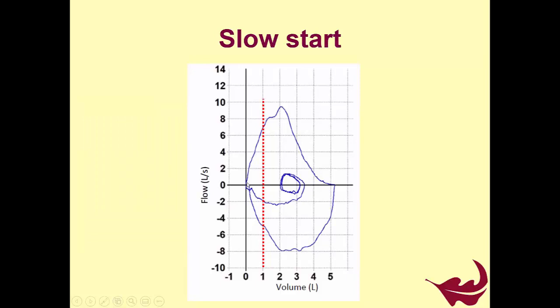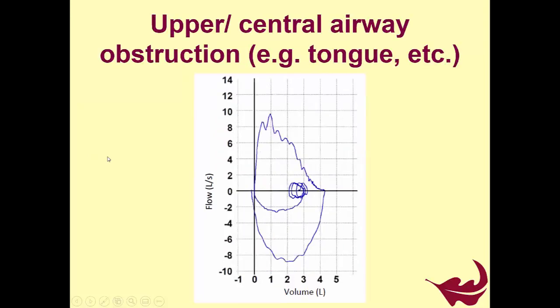You can see that this is a slow start. This peak is not to the left. If I divide this by 5, that gives me 20%. So this red dotted line is 20%. We want this peak to be at 15 to 20%, so to the left of this line. And here you can see this is a slow start. Even though it seems like the person is fully exhaling, this is not an acceptable curve that one can interpret.